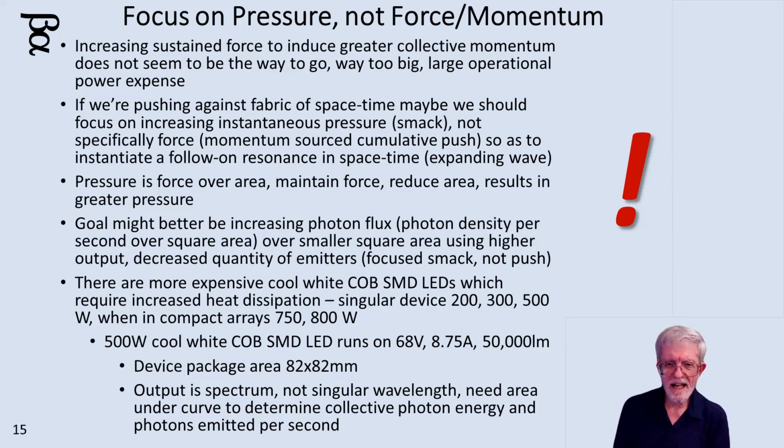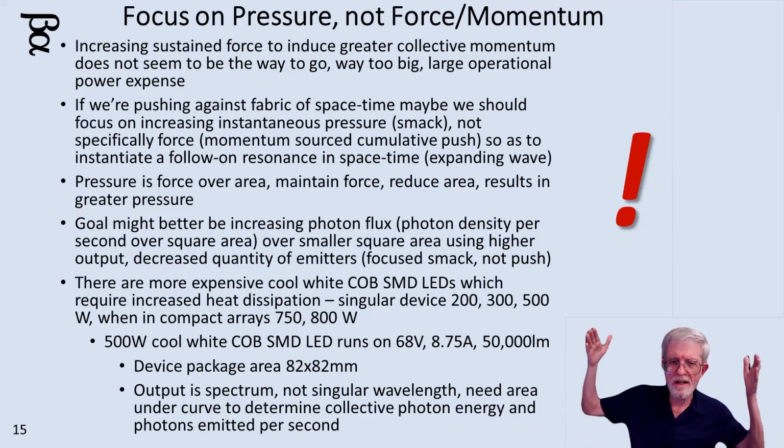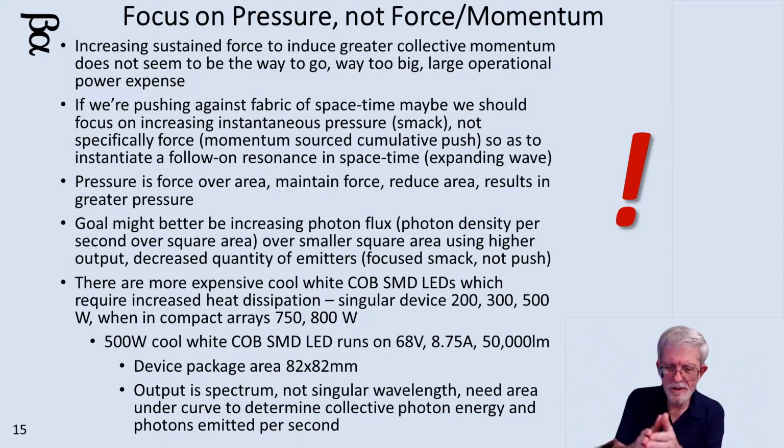Think of it as, instead of me turning a beam of light on and just bathing an area, what I want to do is narrow that flux down to a small area and smack it rather than just making it glow. So it might be better if we increase the flux, increase the photon density over square area to a smaller area, and therefore we can reduce the number of emitters, and now we get a smack on the reflector, not a push of the reflector. Because push requires too many emitters, too much power.